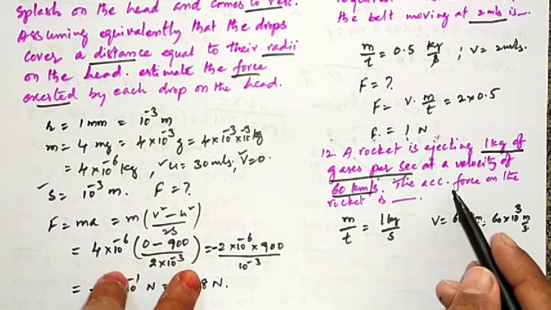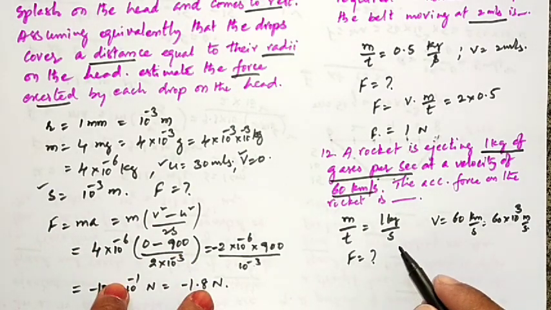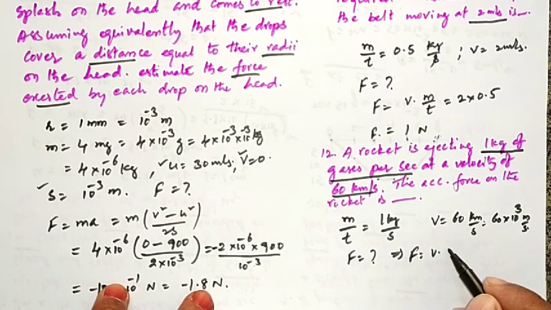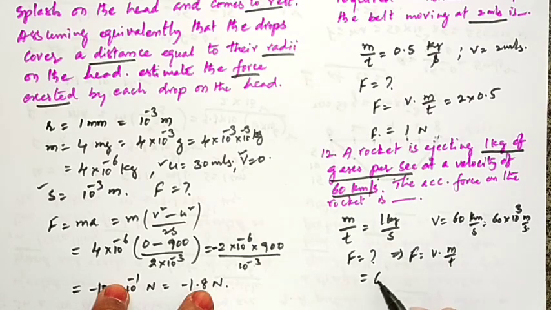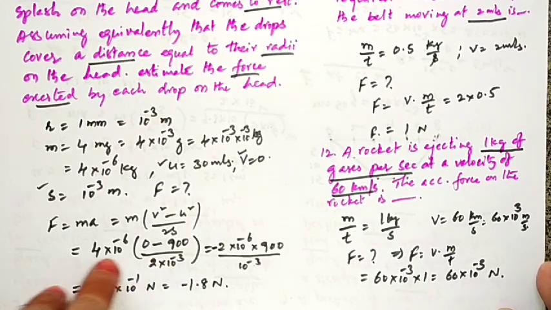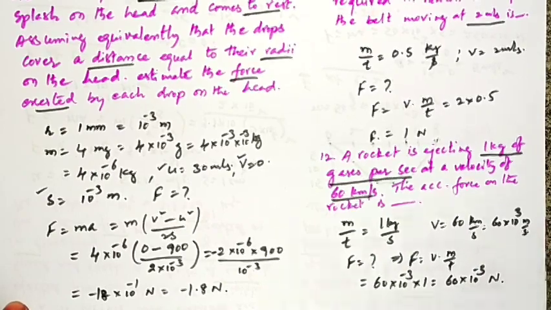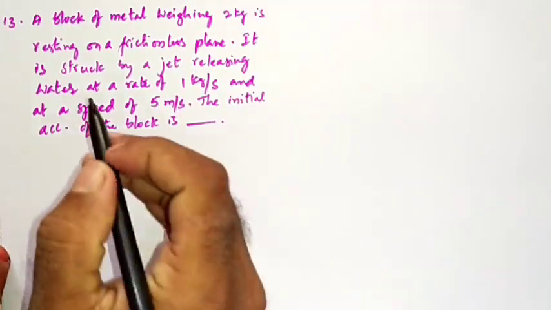Then the accelerating force on the rocket is how much? Again, this is an example of a variable mass system. Then what is the force? v into dm by dt. That is equal to v, how much? 60 into 10 power 3, into dm by dt, which is 1. So what is the answer? 60 into 10 power 3 Newton is required. That is the same. Very easy, right?